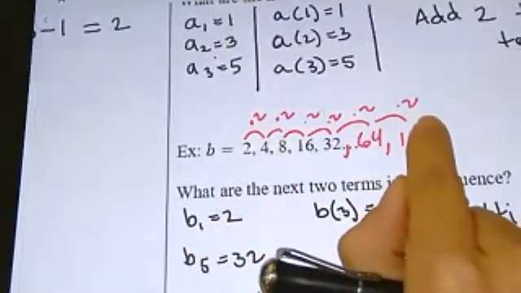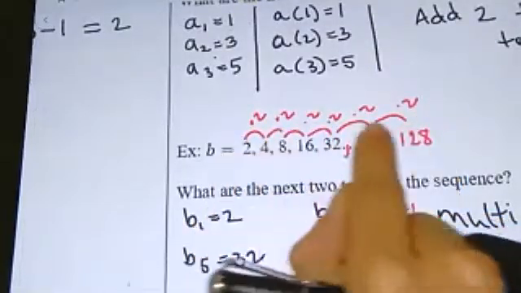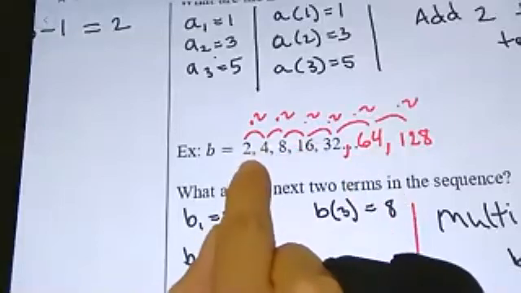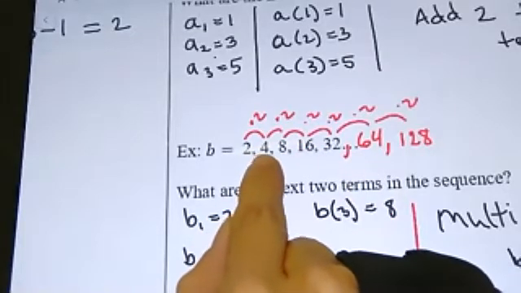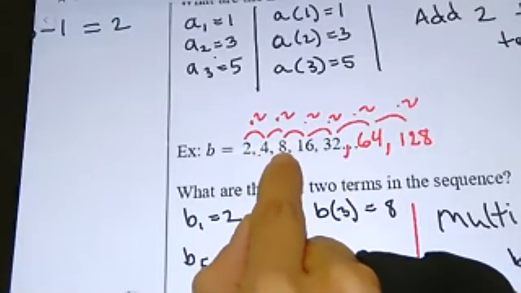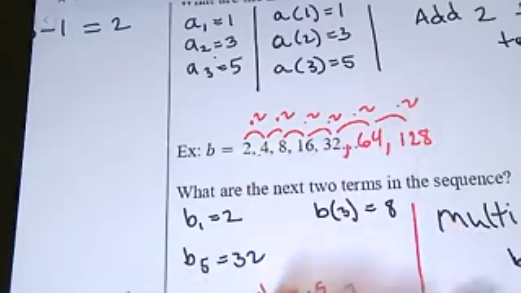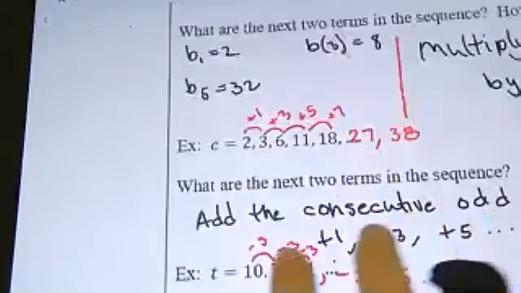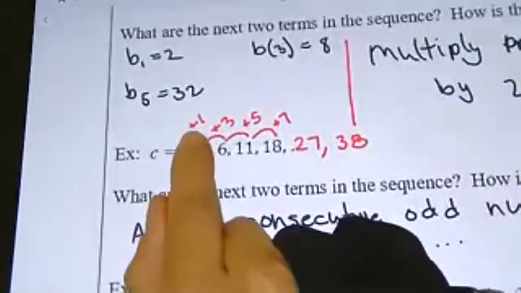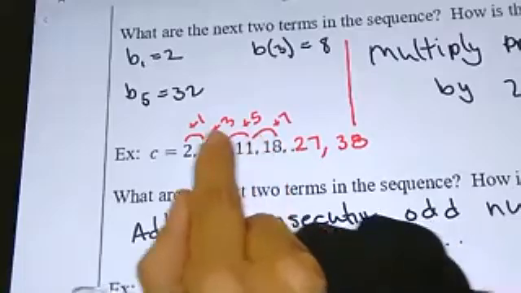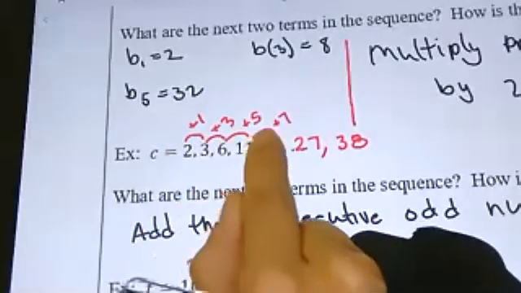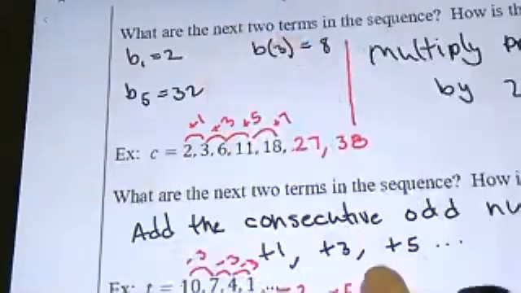Okay, sequence B. You guys agree this is not arithmetic? We're not adding the same number here. Here we would add 2, then we would add 4. This is not arithmetic. Neither is this one. We're adding, but it's not the same number every time. We added 1, then we added 3, then we added 5, then we added 7. This is not arithmetic.